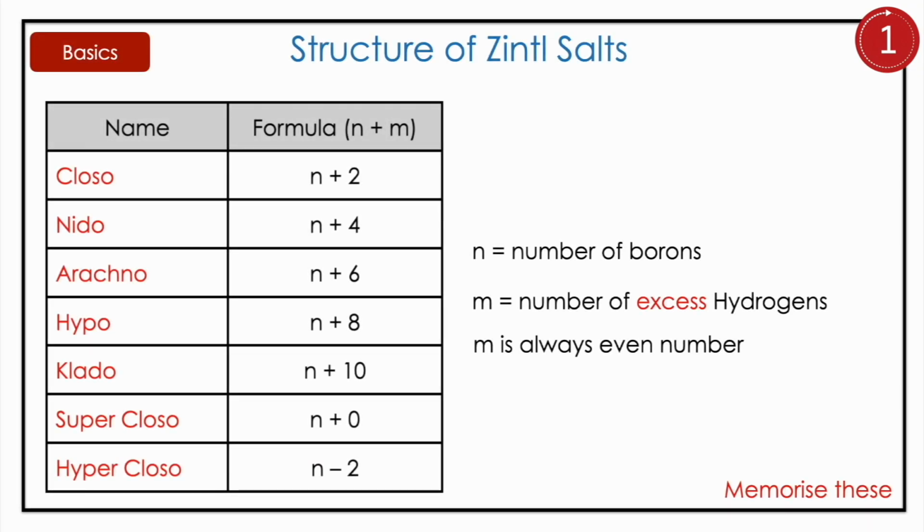So let us learn all the possible types. Possible types are Closo, Nido, Arachno, Hypho, Clado, Supercloso, Hypercloso. Here Closo means n plus 2, Nido means n plus 4, and so on until 10. Supercloso means n plus 0. Hypercloso means n minus 2. Here you should know that n will always be even. If it is odd, the calculation may be a mistake. So n is always an even number. You should memorize this table and structure names. Otherwise you cannot solve the problems.